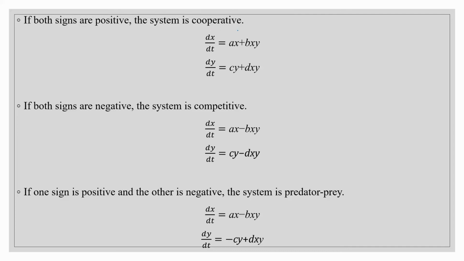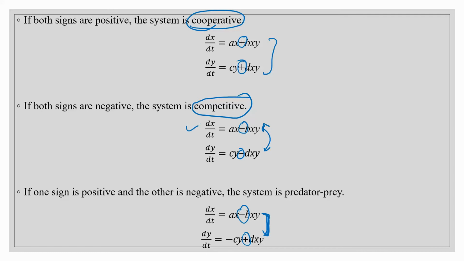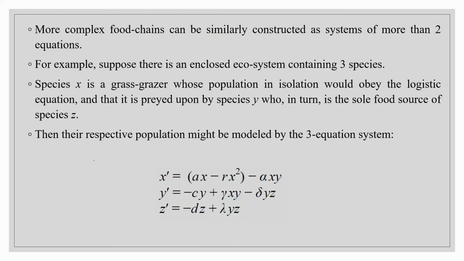Here you can see that the plus sign is there, so this is a cooperative model. Now if there is a negative sign in both, then this is a competitive model, and if one is negative and one is positive, then this is a prey predator model. This model I have already discussed, but you can easily classify the competitive and cooperative ones. Now I want to show you one more complex model.